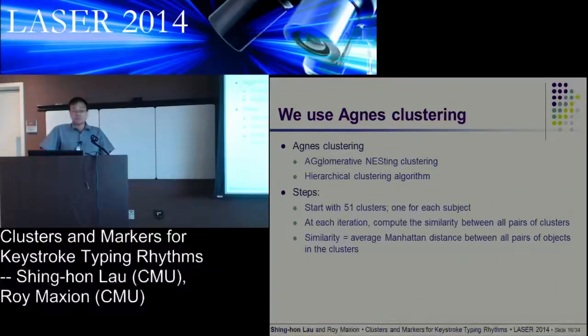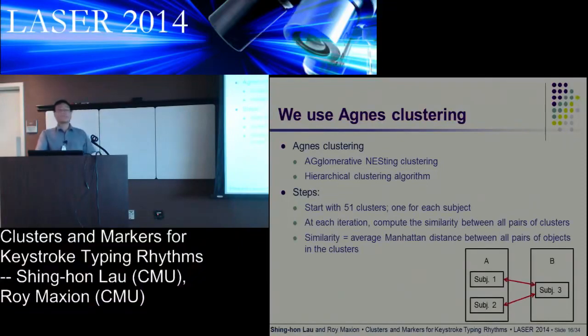Then we iterate. At each iteration, we're going to compute the similarity between all pairs of clusters. And the similarity is going to be defined here as the average Manhattan distance between all pairs of objects in the clusters. So just to give you a quick example, let's say we have 2 clusters, A and B. Cluster A has subject 1 and subject 2. Cluster B has subject 3. Well, we have 2 pairs of objects here, right? The pair of 1 and 3 and the pair of 2 and 3. So to compute the similarity, we just compute the Manhattan distance between 1 and 3, and the Manhattan distance between 2 and 3, and we take the average.